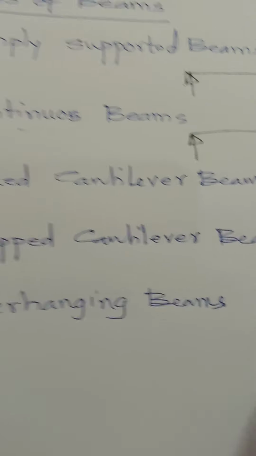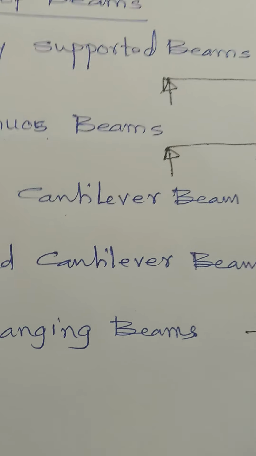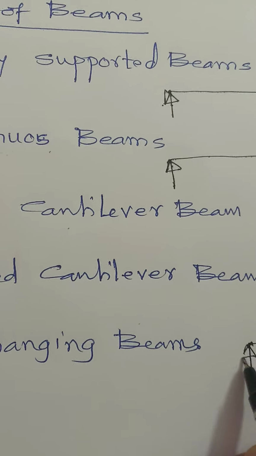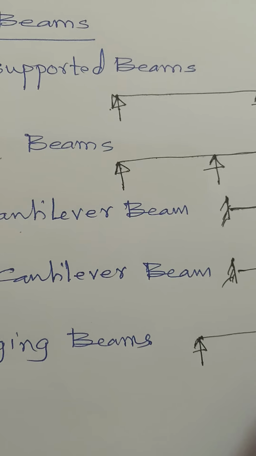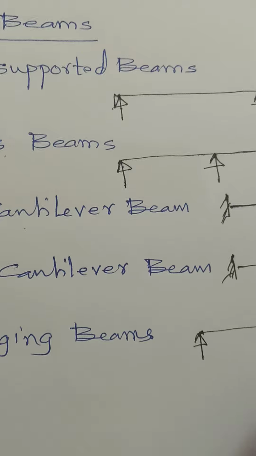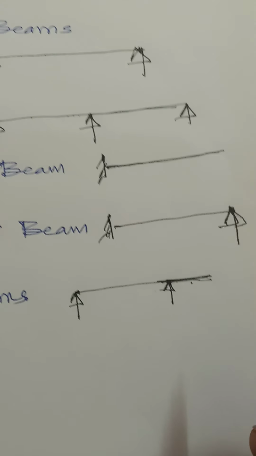So next is overhanging beam. It is nothing but a simple one span beam, and apart from this, a bit of the portion of the beam is overhanging like this, so it is called as overhanging beam. So then we go for important types of loads.